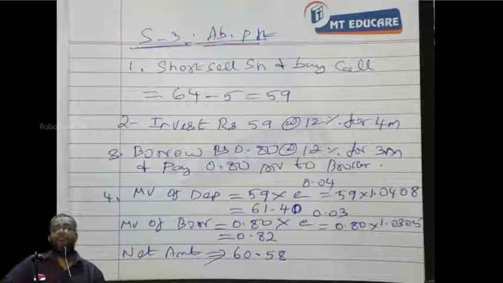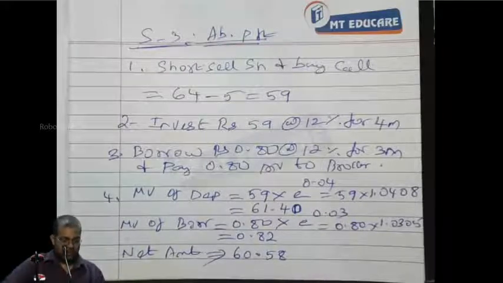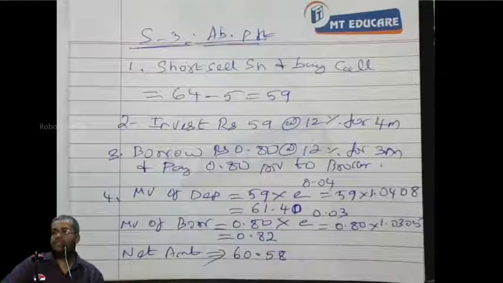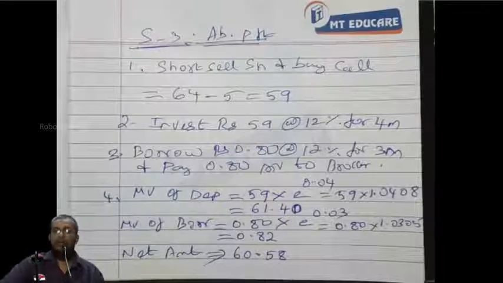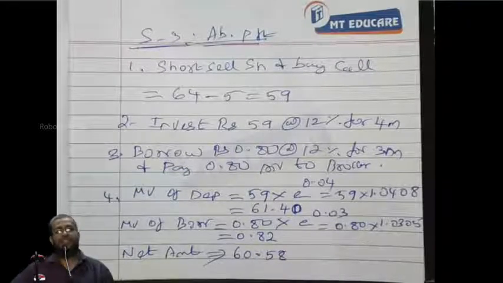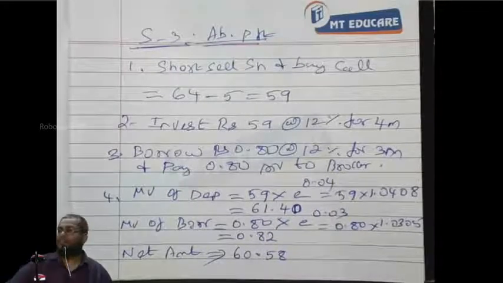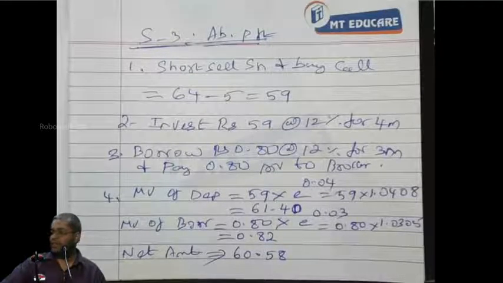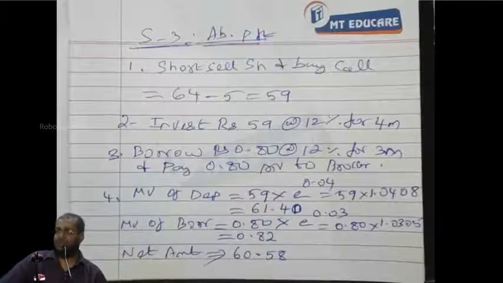FSP greater than 60, put the domain and write, exercise call, purchase the share at ₹60 and square off short position. Squaring off means what? Closing out the short position.